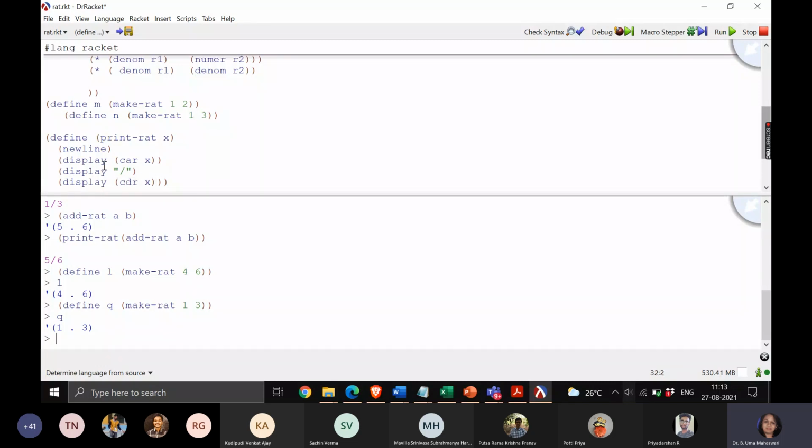How to call this procedure? Let's say take a variable L. L is 4, 6, right? So I want to print it as 4 by 6. So how to write a statement for printing like this? Numerator divided by denominator.